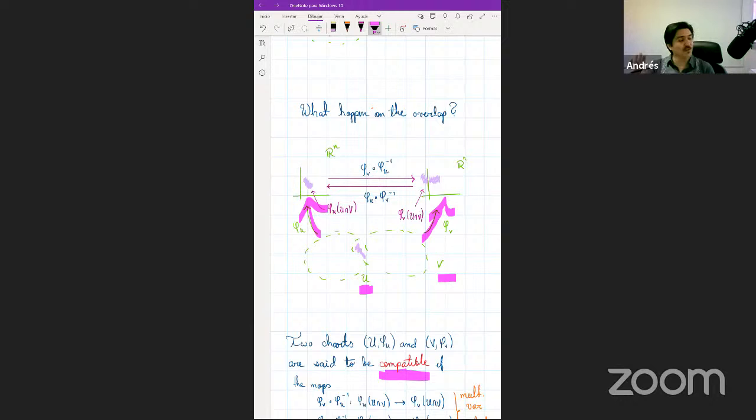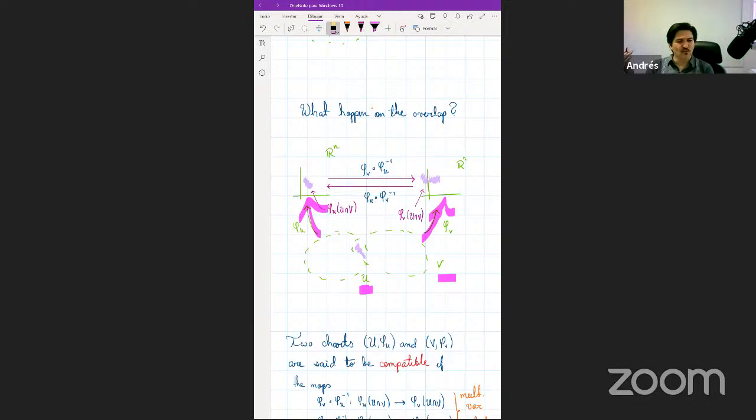No hay ninguna condición en U y V, son abiertos. Si no se intersectan, está bien, no pasa nada, son compatibles. Si se intersectan, nada más voy a pedir esta condición. Pero U y V no tienen por qué ser homeomorfos.